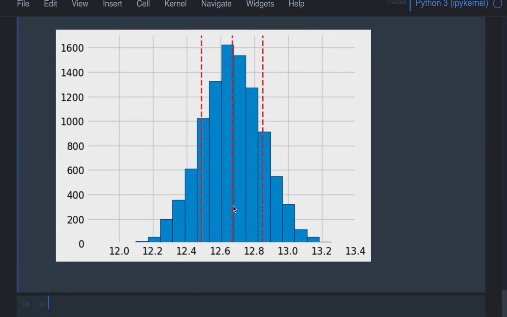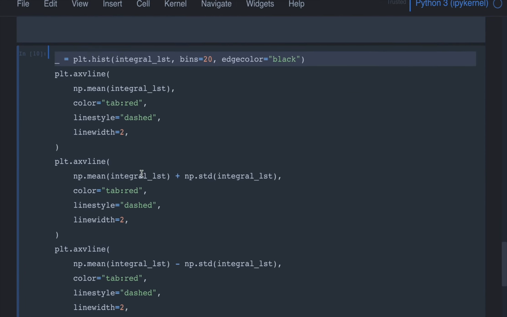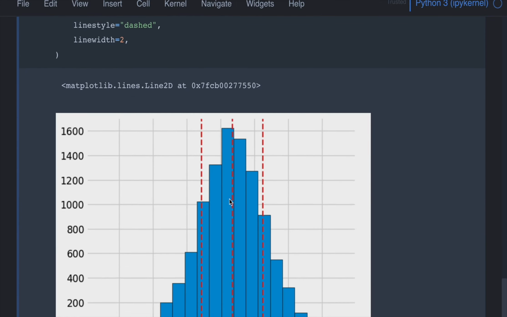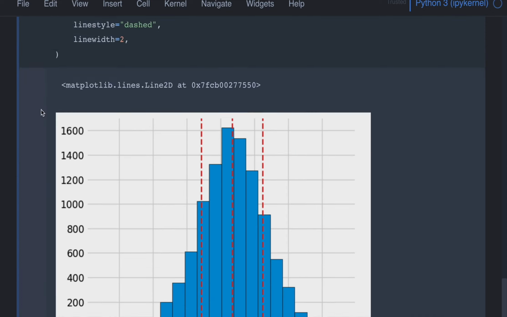As you can see, most of the integrals are concentrated around this mean value 12.6, so somewhere here, and we have a standard deviation of I guess 0.18. So from here we have this left width 0.18, and this width we have 0.18. So about 68% of the values lie within this 1 sigma range.